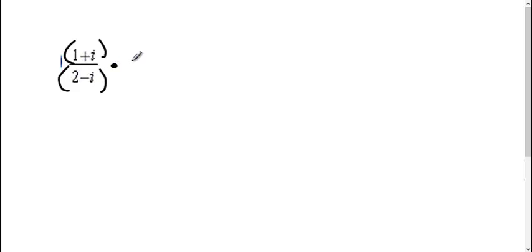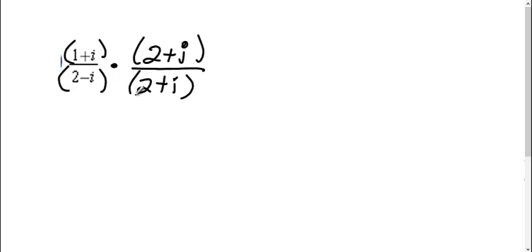So what I need to do is multiply by the conjugate, which means I'm flipping that sign in the middle. So if it was 2 - i, we're multiplying the top and the bottom by 2 + i. And then I multiply across, which means I'm going to have to FOIL.